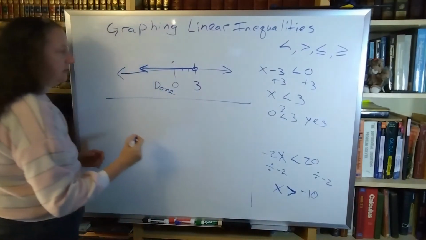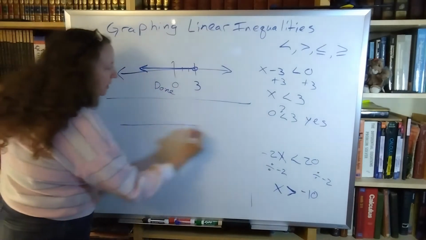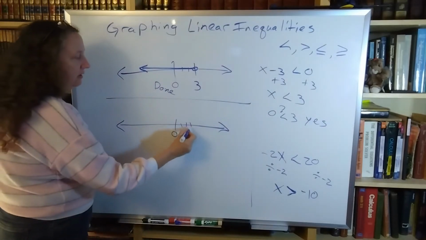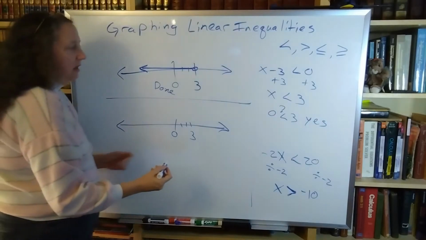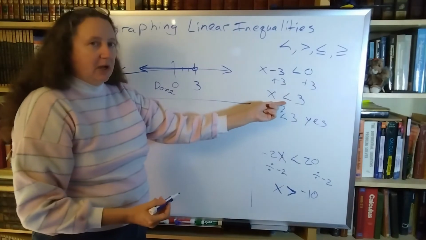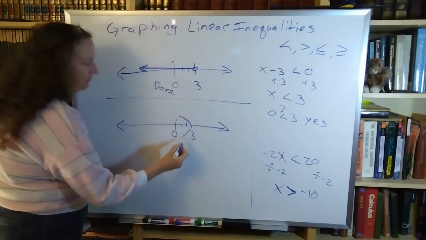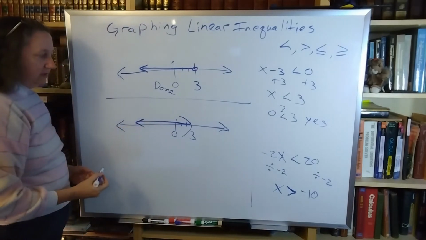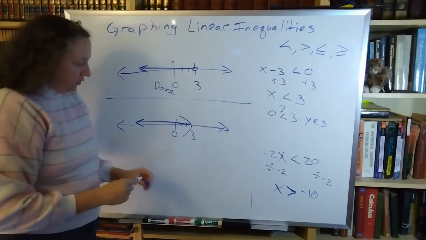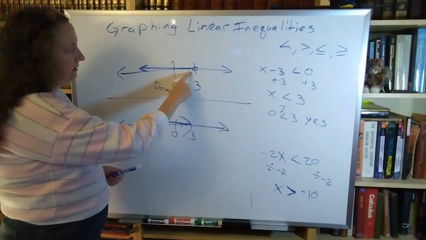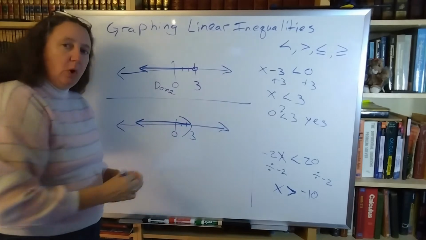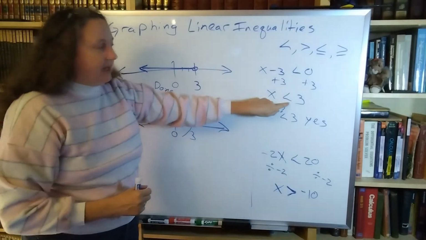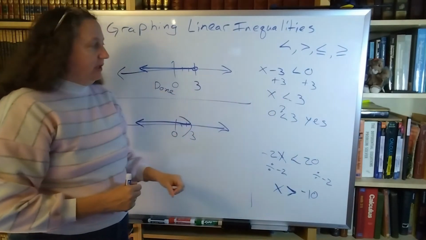Otherwise, same problem. If we are using our parentheses and brackets, we still find our 0, we still find 3, and we say that it does not have its equal to sign part on it, so we are going to use a round parentheses. And we still have the arrow going out to the side. So the meanings of these, the open dot and the round parentheses, both mean that it does not actually equal that number. You do not have an equal to part on your inequality.